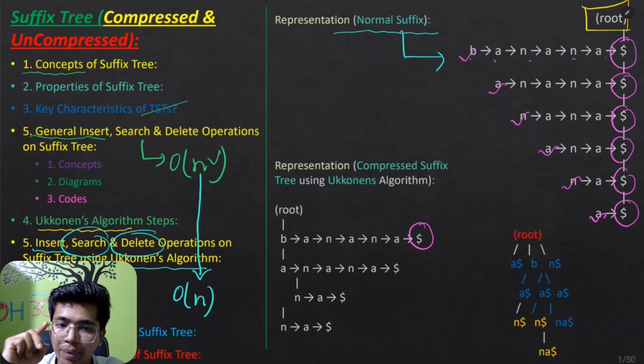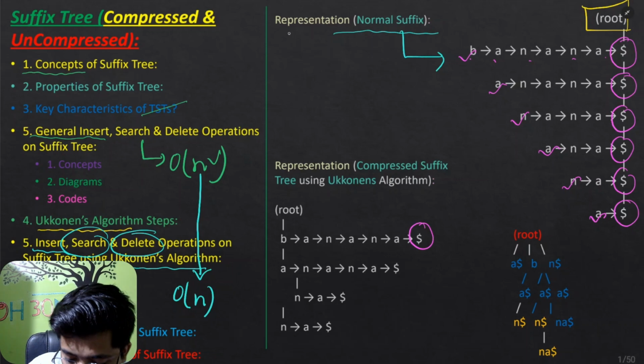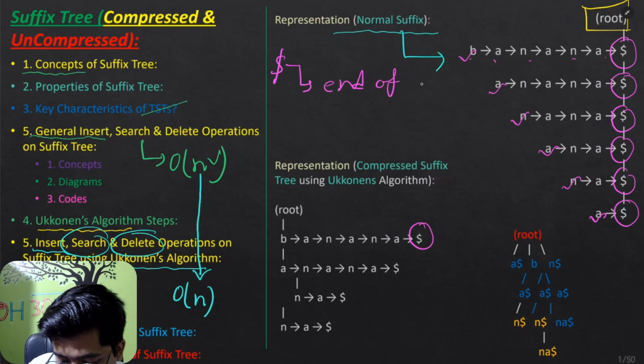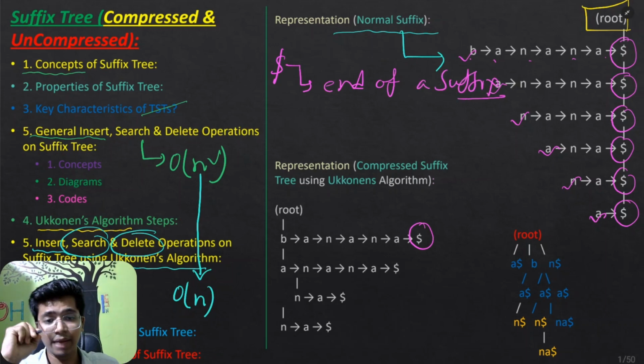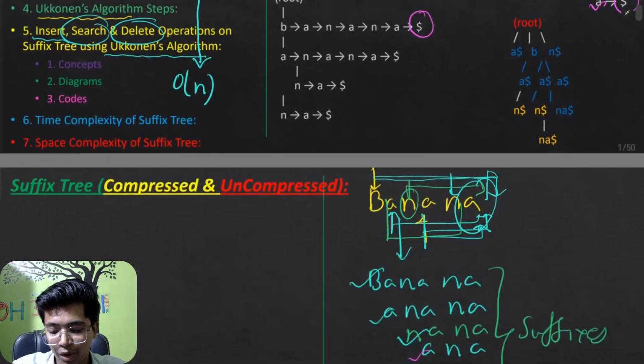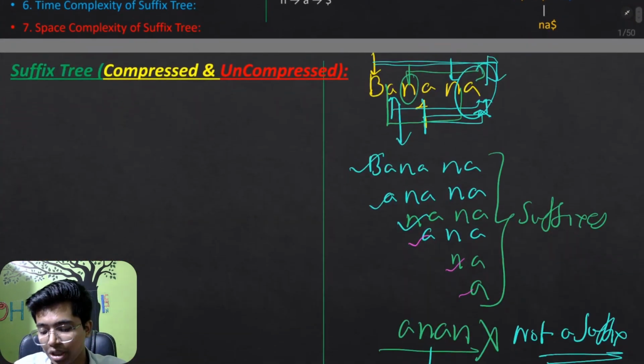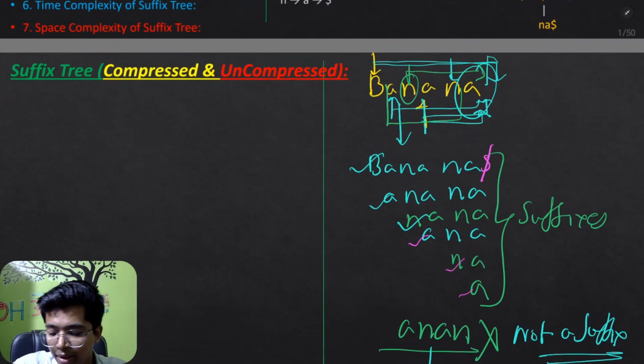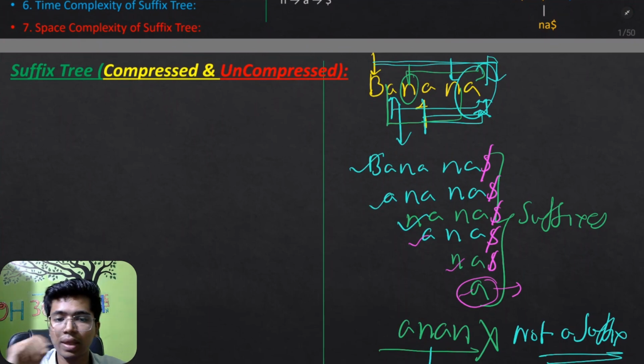Listen, this dollar always represents the end of a suffix. If there is a dollar, that means this is the end of a suffix. In terms of programming language, if you just pass dollar here, that means that is the end of the banana suffix. This is also an end of a suffix. And suppose there is not this dollar, so this is not the end.